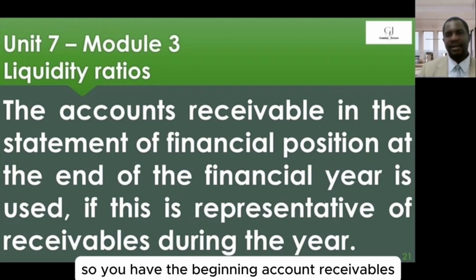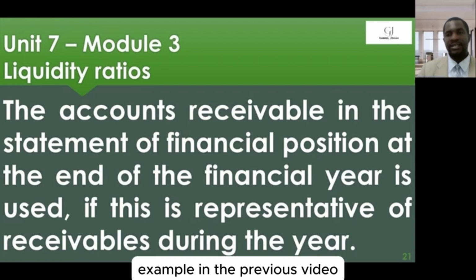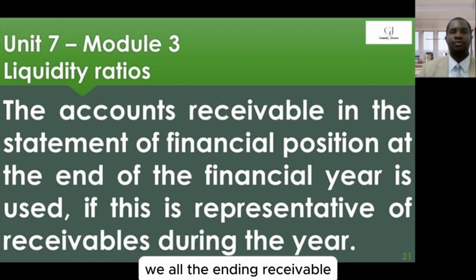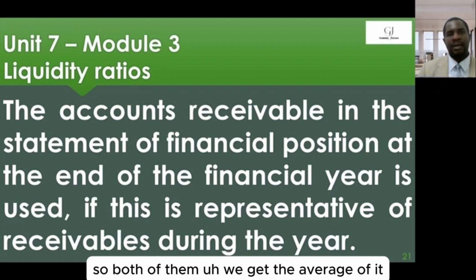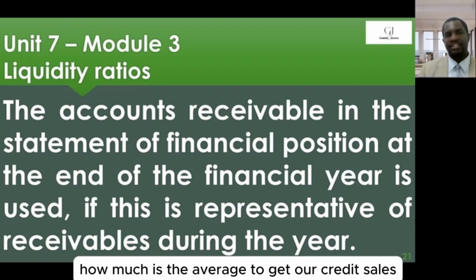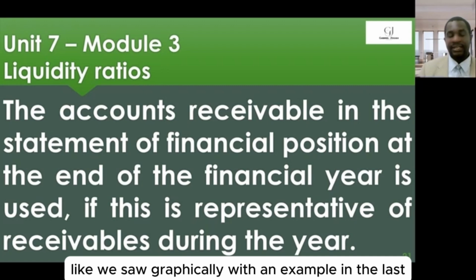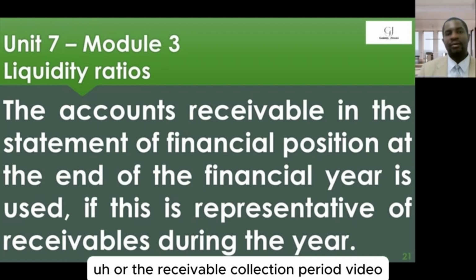So you have the beginning accounts receivable, like we saw in the receivable collection period example in the previous video. We have the ending receivables. So we take the average of both of them to express the average, and then we get our credit sales and express it by 365, like we saw graphically with an example in the receivable collection period video.